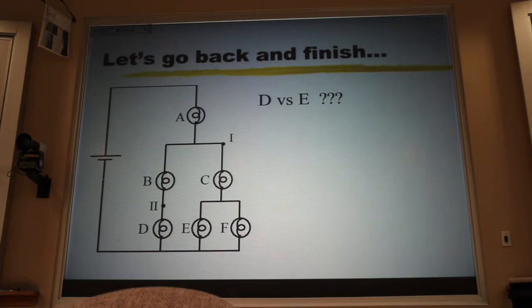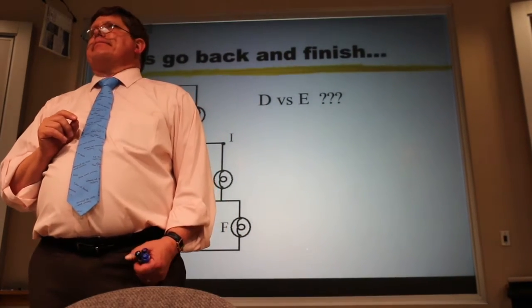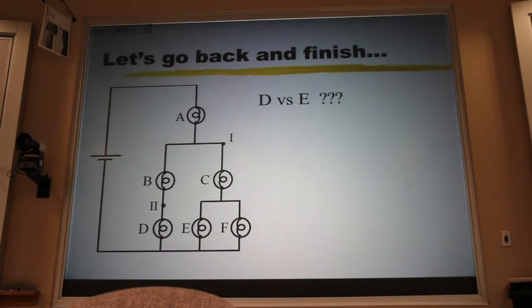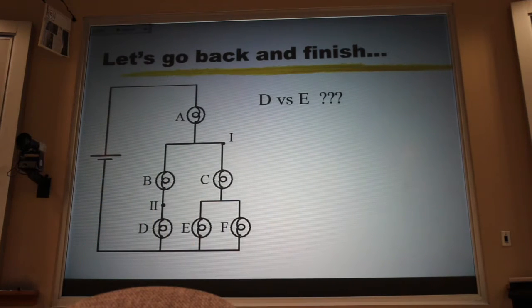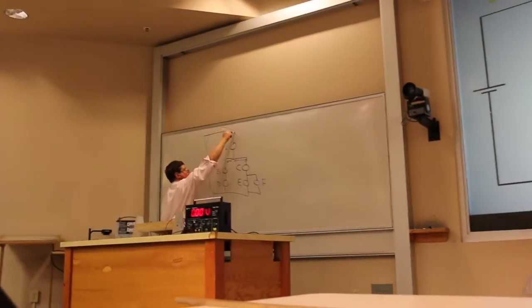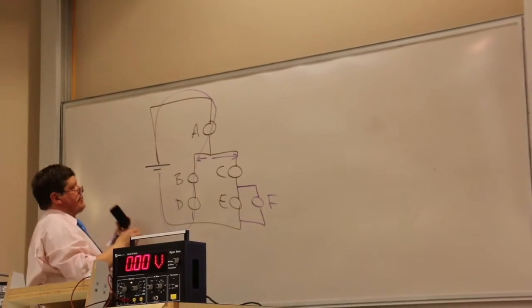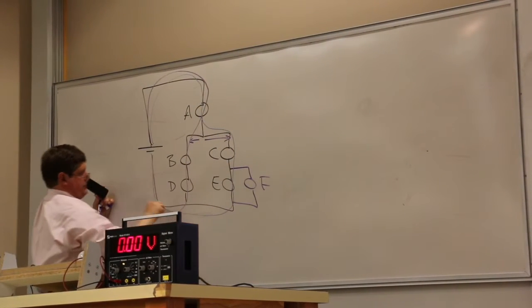We could not, with our current model, rank D versus E. Okay? Now, whenever you are using a voltage model to compare two different bulbs, in this case D and E, you pick one path that goes from one side of the battery through one bulb and another path from one side of the battery that goes through the other bulb.